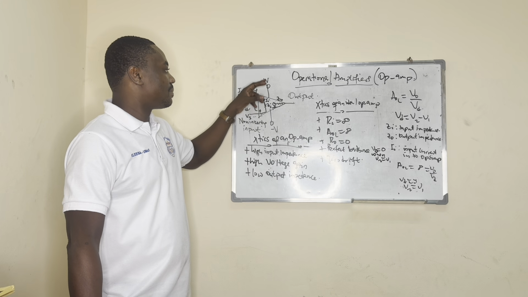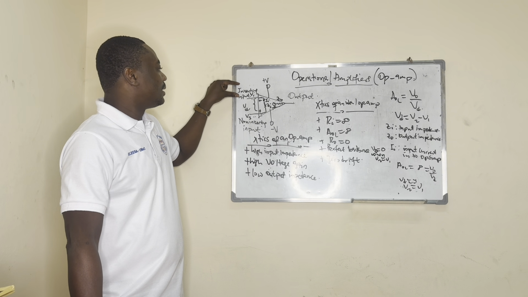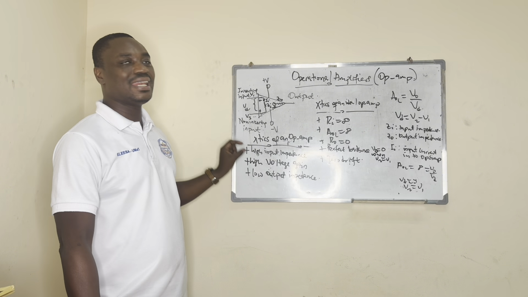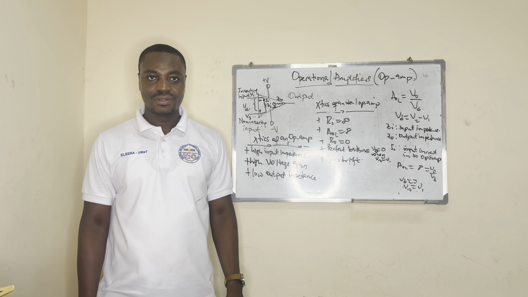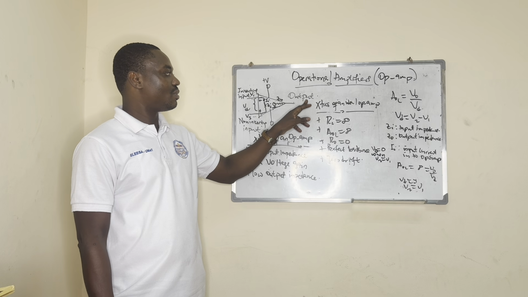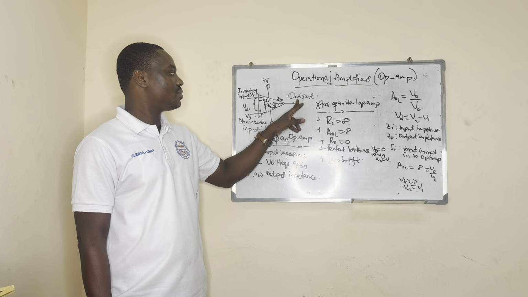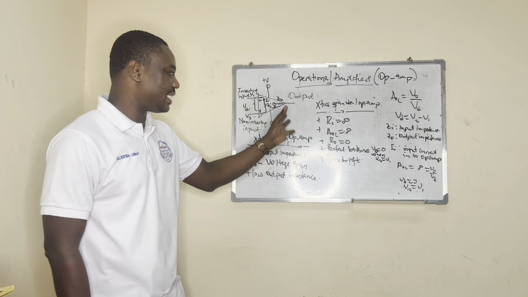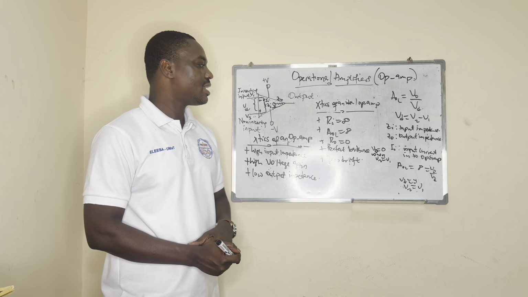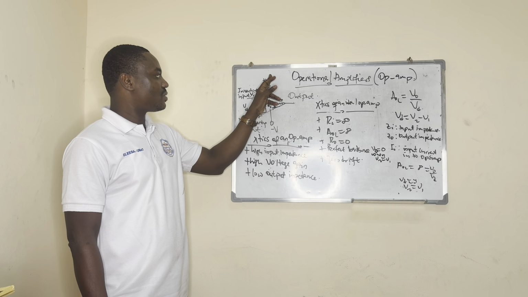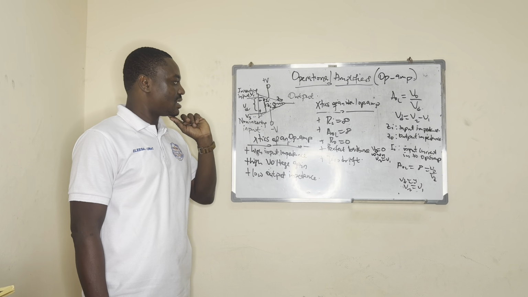We have 5 terminals shown here. For example, we have 2 input terminals: the inverting input and the non-inverting input. Then when it comes to the output terminal, we have only one, which we call the output terminal. And we have voltage: we have positive voltage and negative voltage.